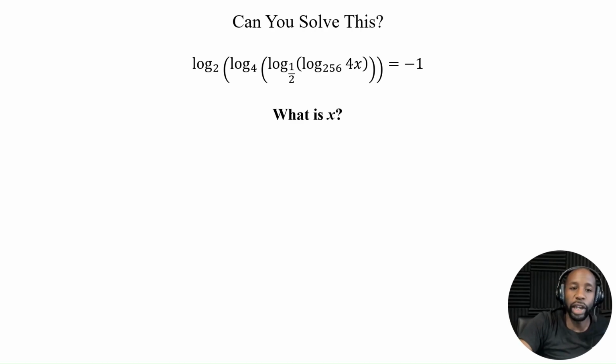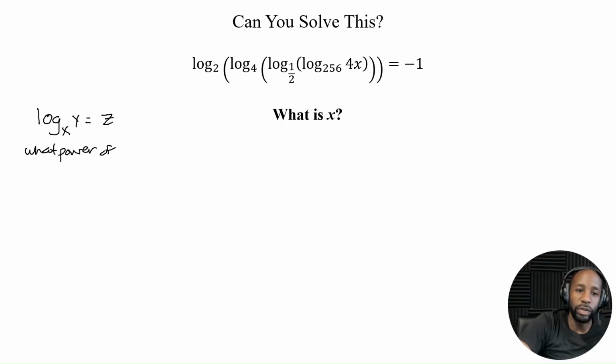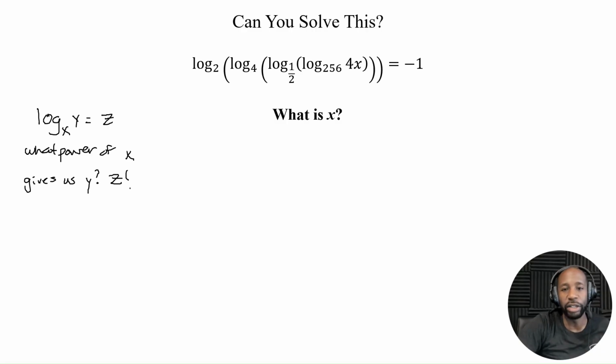Just to review that very quickly, if you have log base x of y equals z, this is asking us what power of x gives us y, and the answer is z. What power of x gives us the value of y, and that power is z, okay?